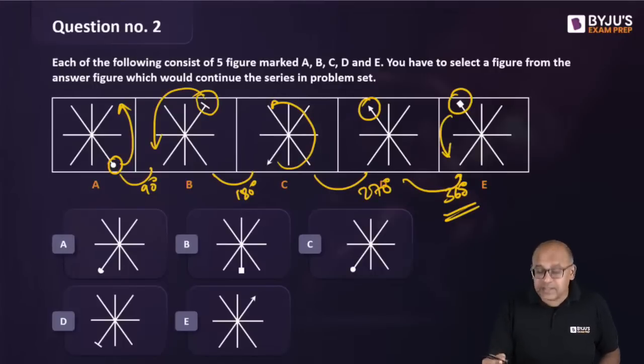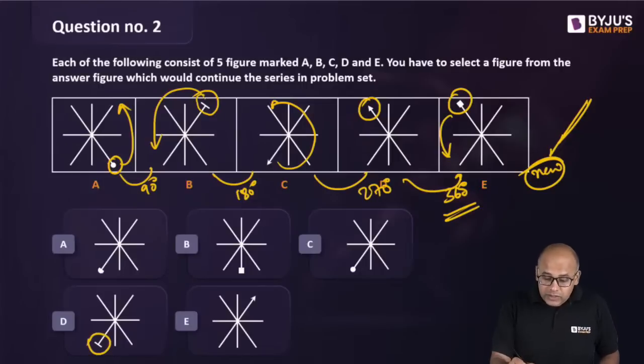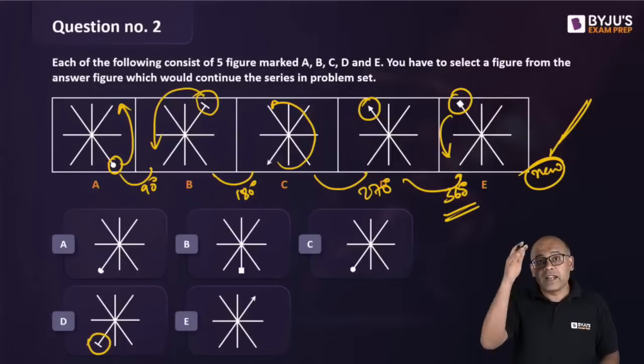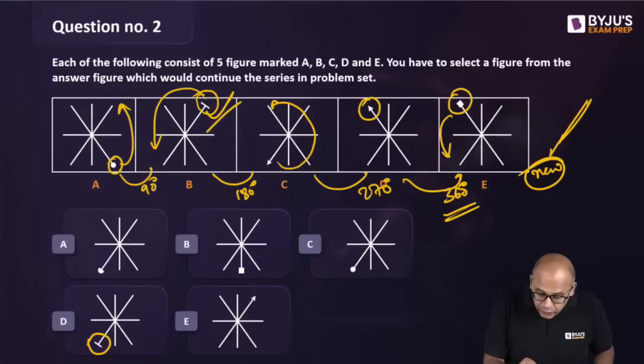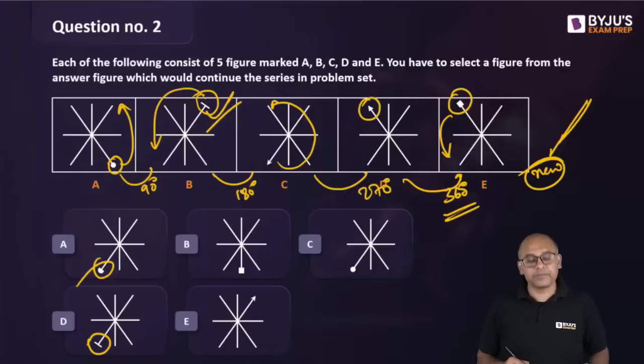So it should come like this by 90. So it should be like this. Now the figure should be a new figure. This should be a new figure. So it is not this, because this has already been used. That line has already been used. So you want a new figure. That new figure would ideally be this.